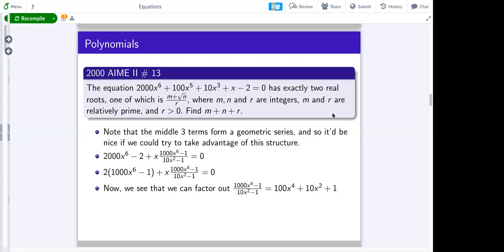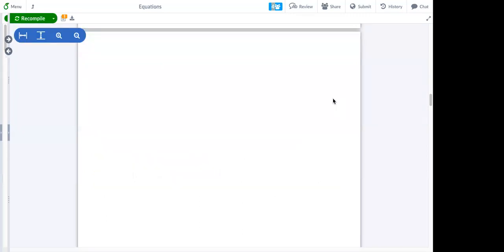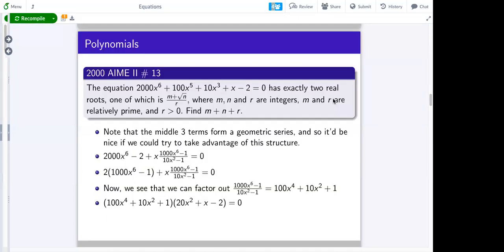There should be a minus 1 there. But yeah, now we now factor this out, right? And when we factor this out, we get this quartic that we have here multiplied by this quadratic, right?